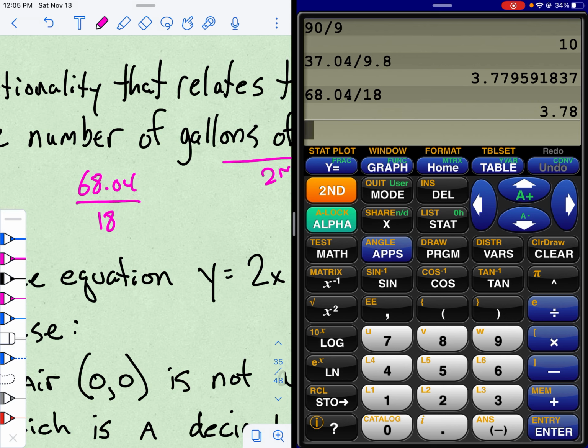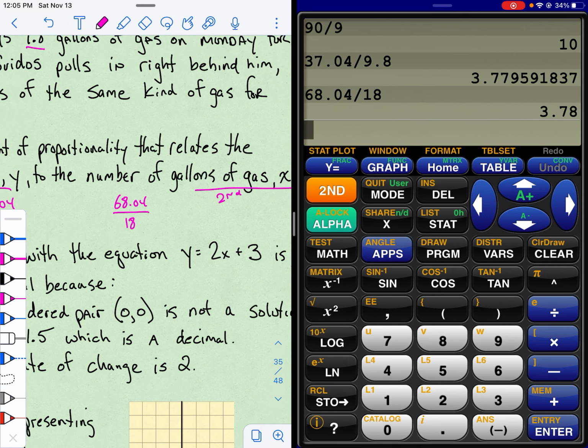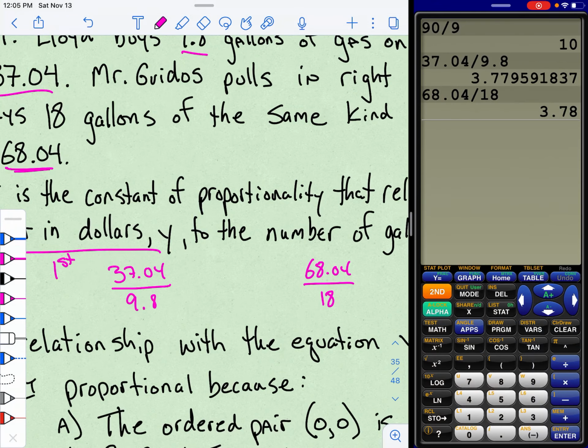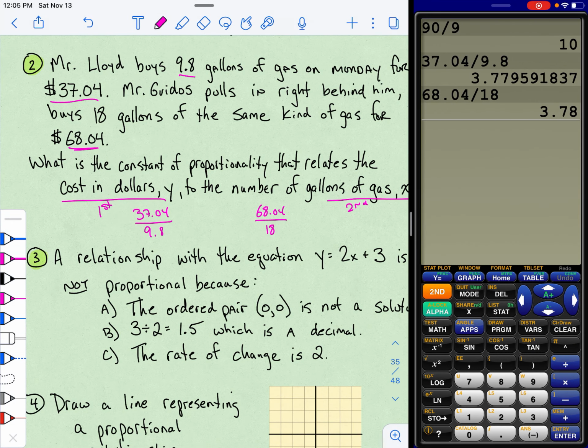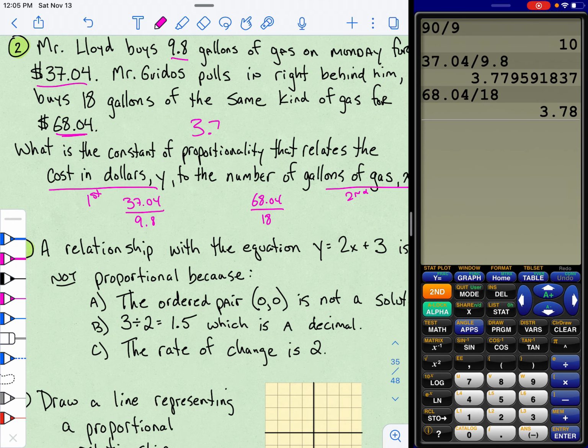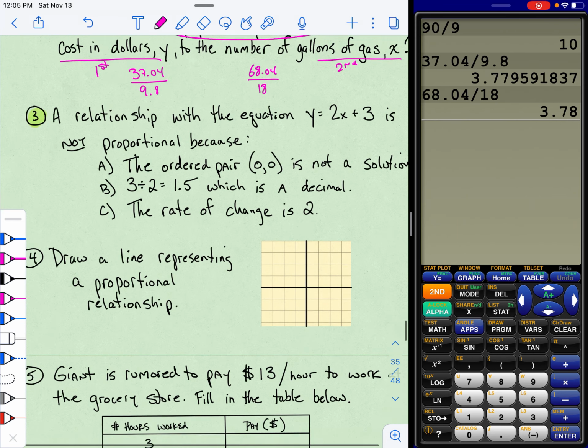So $3.78 and $3.78. So I would go ahead and say that is reasonable. And that is what I was after. So the constant of proportionality would be $3.78 for 1 gallon. All right, that would be the cost there.